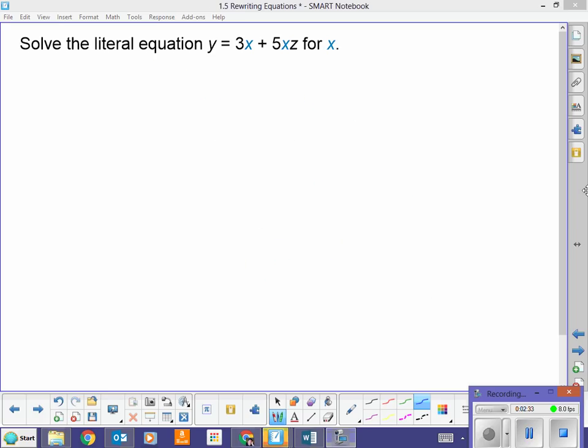Okay, let's try this easy example. y equals 3x plus 5xz. We're solving this for x. So we want to get the x by itself on one side. Okay, so what we can do here is, since both of these terms on the right side have x in it, I can do that reverse distributive property thing. We saw that a little bit earlier, so I can factor the x out, giving me x times 3 plus 5z.